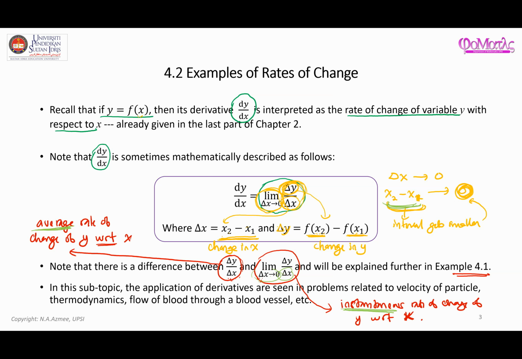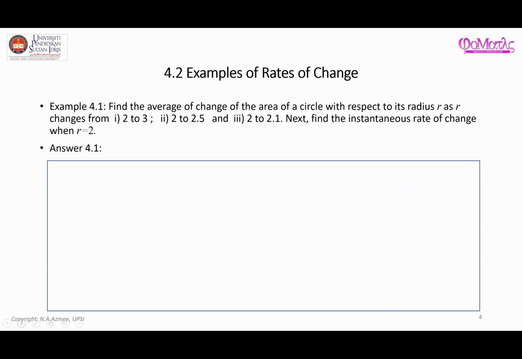Let's move on to example 4.1. Here the example is asking you to find the average rate of change of the area of a circle with respect to its radius r, as r changes from these two values. For question 1, r changes from 2 to 2.5, and then r changes from 2 to 2.1.